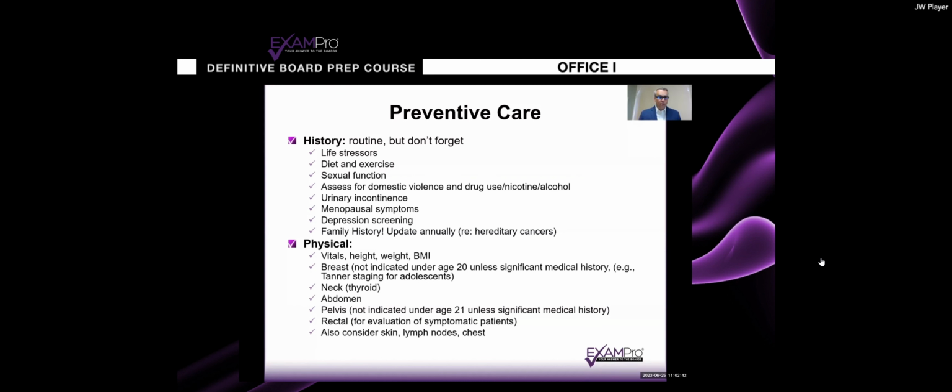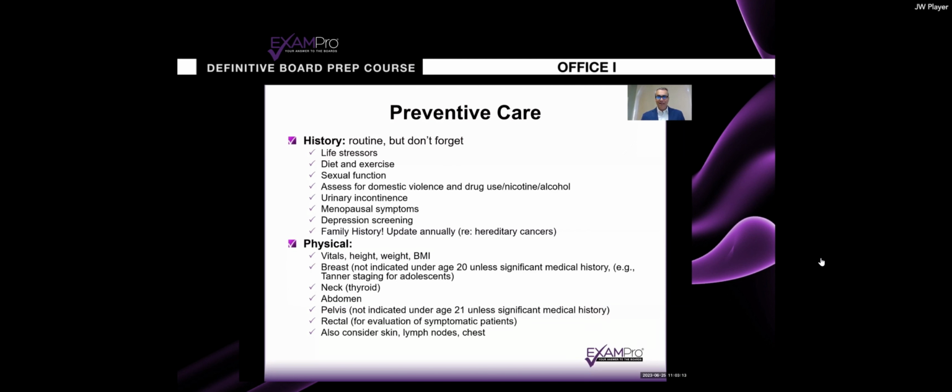Some historical things. Certainly we want to be thinking about stress, diet and exercise, sexual function, intimate partner violence, substance abuse, symptoms depending on the age of the patient related to urinary, menopausal, or fertility issues, and depression screening. Not hard, a lot of nice things you could volunteer to the examiner that you routinely cover in your history during your preventative exams.